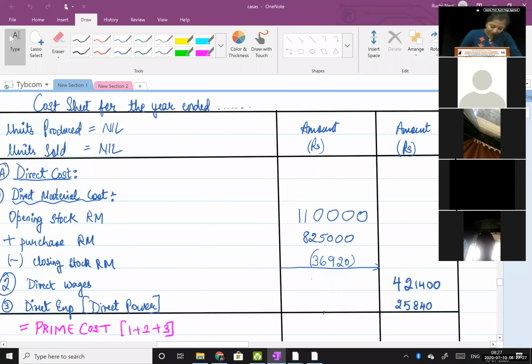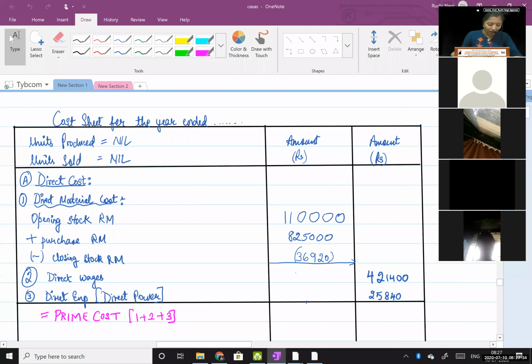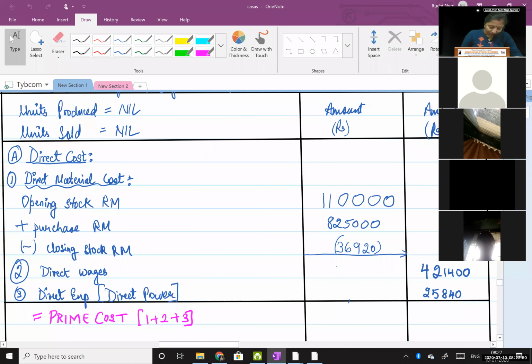So prepare this cost sheet for the year ended. The year is not mentioned, so you can leave it blank. Units produced, units are not given, so write nil. Make two amount columns. First direct cost, then direct material cost. As per the question, there are only two items, three in fact.